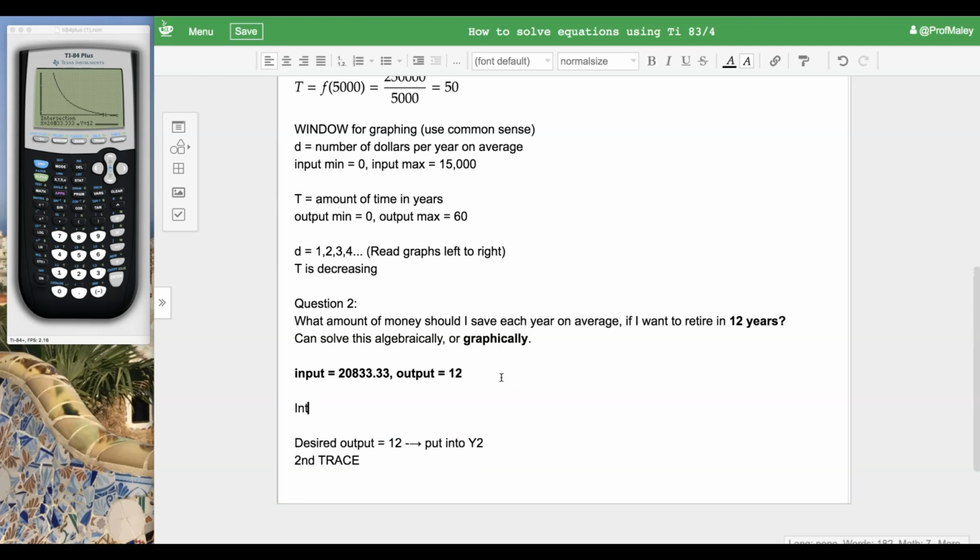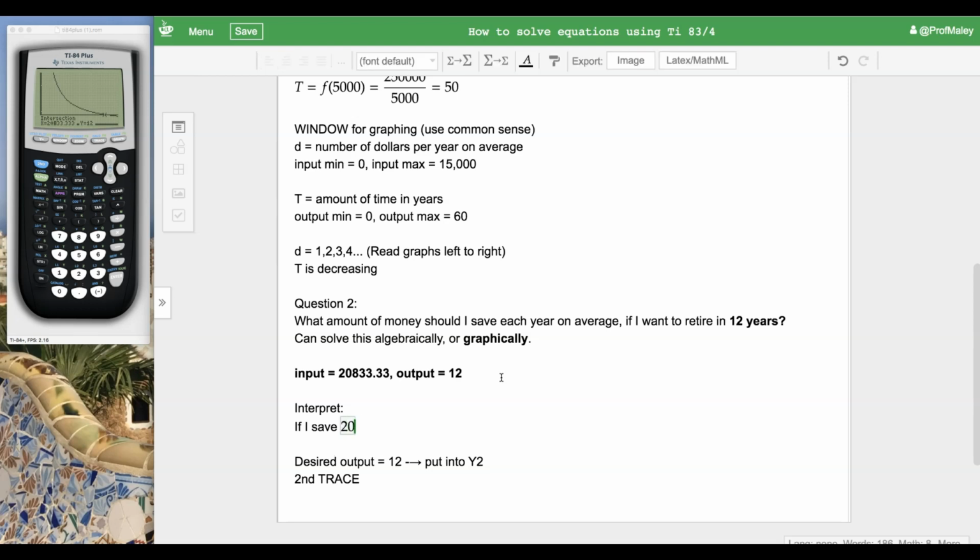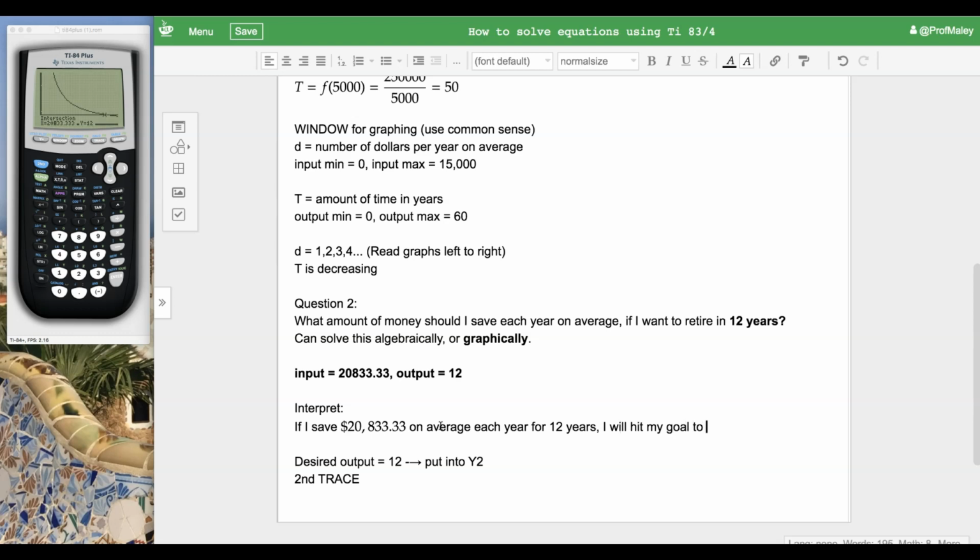So what does this mean? If I save $20,000 on average each year for 12 years, I will hit my goal to retire with $250,000.